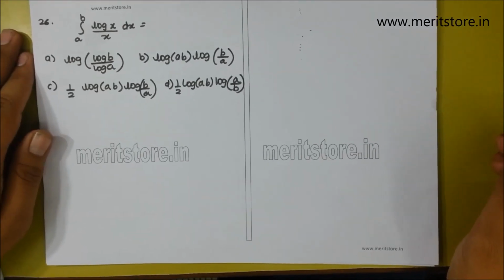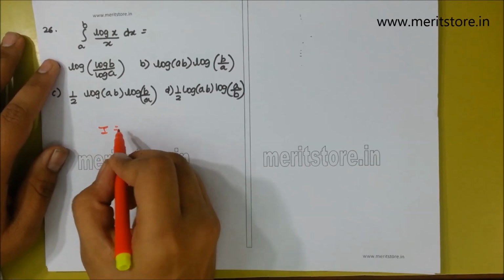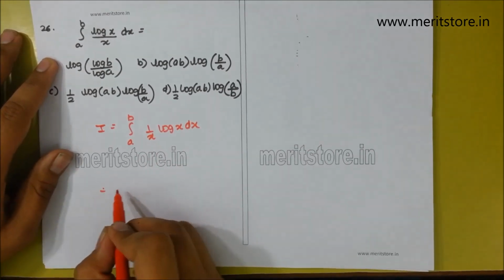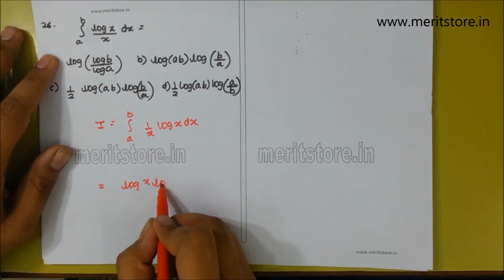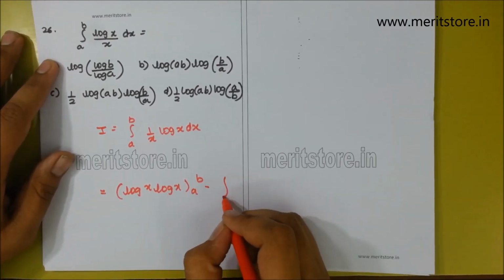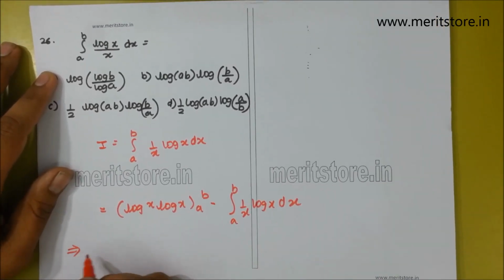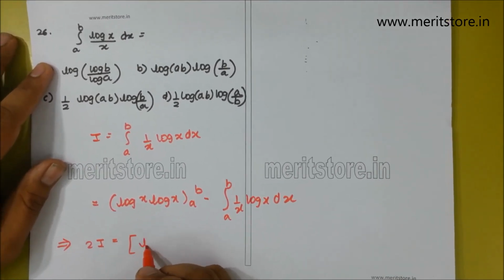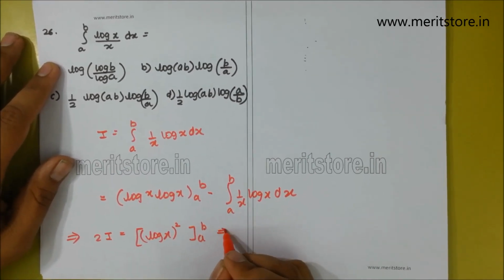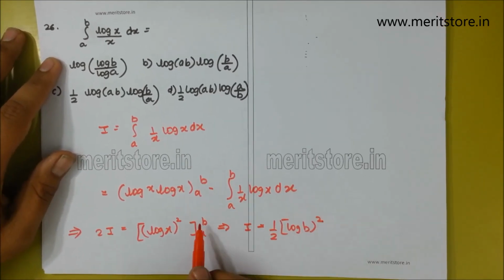Number 26, integration of a to b of log x upon x dx is equal to. Now to solve this question, let us start. I is equal to integration of a to b 1 upon x log x dx, which can be also written as log x from a to b minus integral of a to b 1 upon x log x dx. So therefore 2I can be written as log x square from a to b, which is equal to I is equal to 1 by 2 log of b square, that is upper limit minus lower limit.